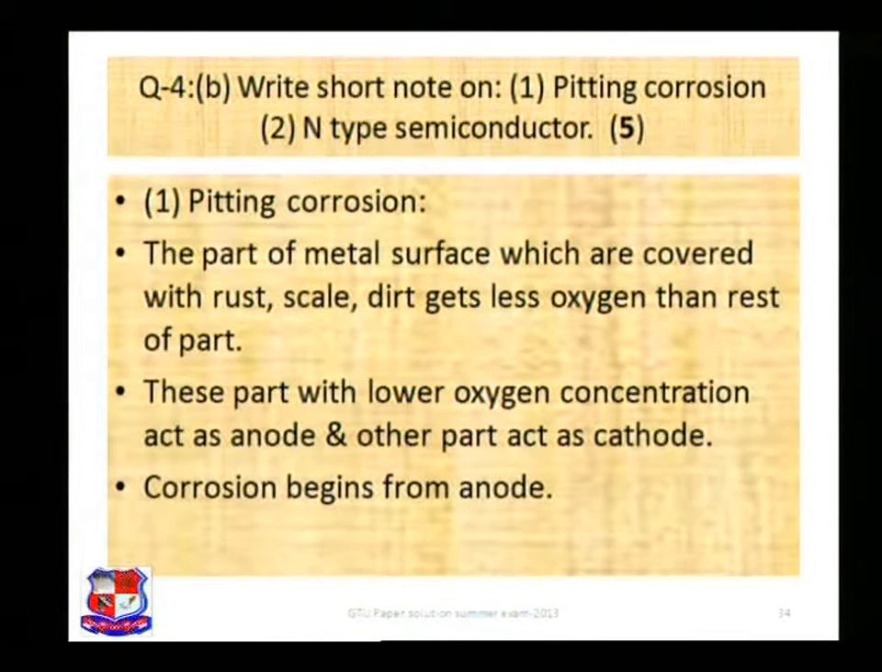Let us move ahead. Pitting corrosion. What is pitting corrosion? Again, they have divided this question into 2 subparts, that is pitting corrosion and N-type semiconductor. Pitting corrosion we will take up first. The part of the metal which is covered with rust, scale, dirt gets less oxygen than the rest of the part. So this part that has the lower concentration of oxygen will act as anode, and the other part which has the higher concentration of oxygen will act as cathode. And always remember, corrosion begins from the anode.